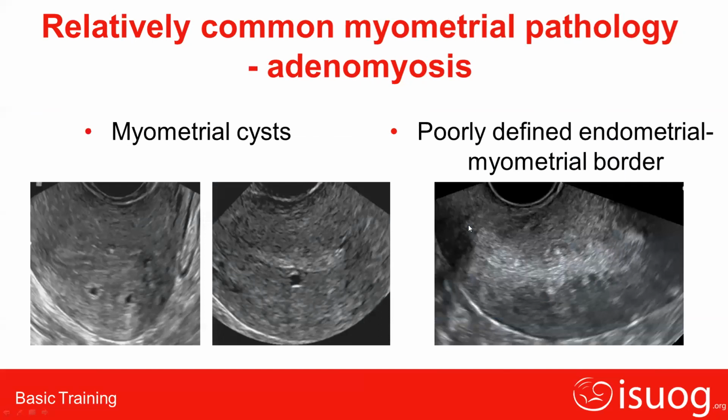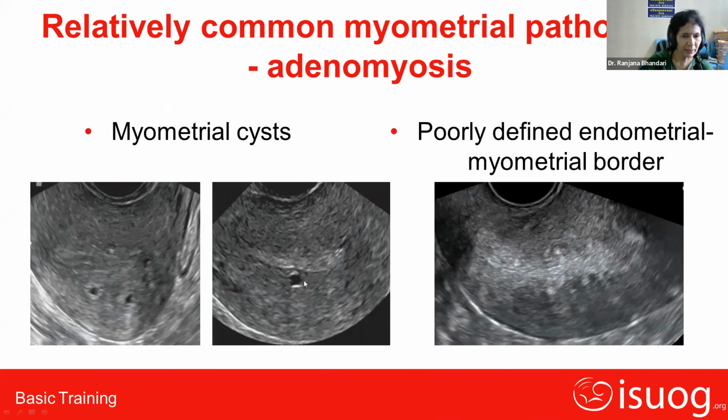Now these are the myometrial cysts. Whenever we see a myometrial cyst in the myometrium, it should make us think that maybe it's a case of adenomyosis. Now what do you mean by a myometrial cyst? These are small anechoic or black dots. These are black dots surrounded by a white rim. What are they? They are the dilated endometrial glands.